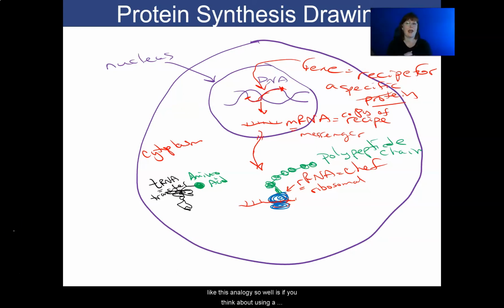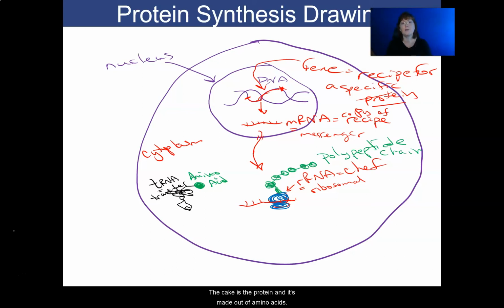Now remember, the reason I like this analogy so well is if you think about using a recipe to bake something, for example, you don't take the recipe, rip it up into pieces and shove it in the cake. That would be weird, right? So my recipe doesn't get used up in this process. It doesn't become part of the protein. It's a completely different type of molecule. It's a nucleic acid. The chef doesn't cut off his fingers and put those in the recipe because gross. That again is a different type of molecule. All of these RNA molecules are basically just working in the kitchen and then making that cake for us. The cake is the protein and it's made out of amino acids.